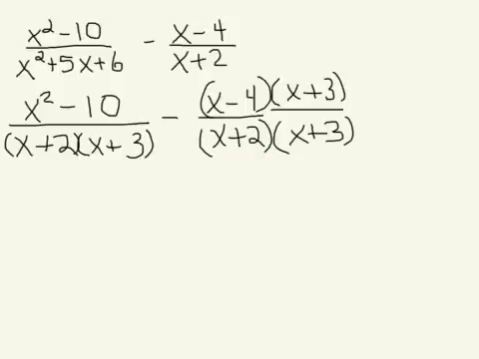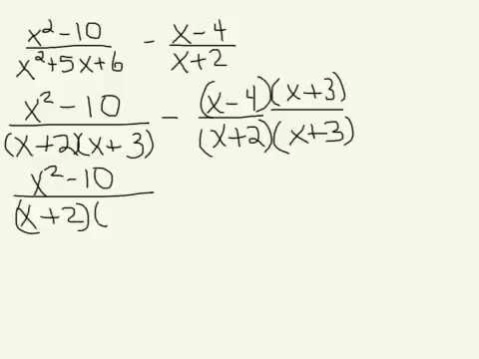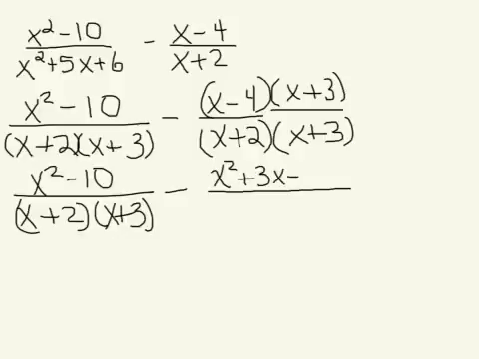Now the next step would be to simplify the top half of this second fraction. And I'm just going to hold off on this one for now. I'm just going to recopy it. So I have x squared minus 10 over x plus 2, x plus 3. And then for the second one, I'm going to FOIL out the top. I'm going to multiply it out. So x squared plus 3x minus 4x minus 12. And then on the bottom, I'm going to leave it factored.